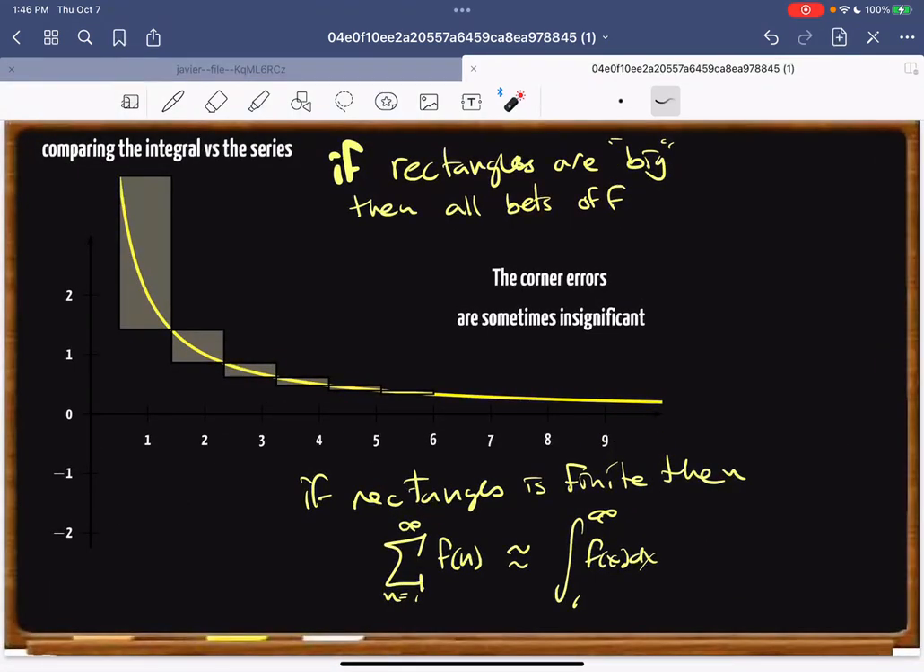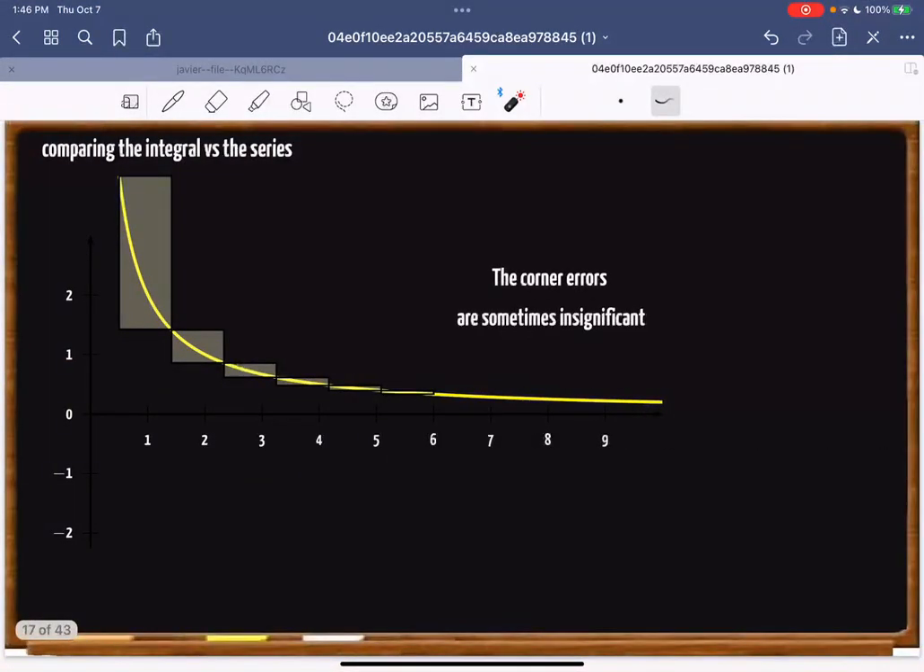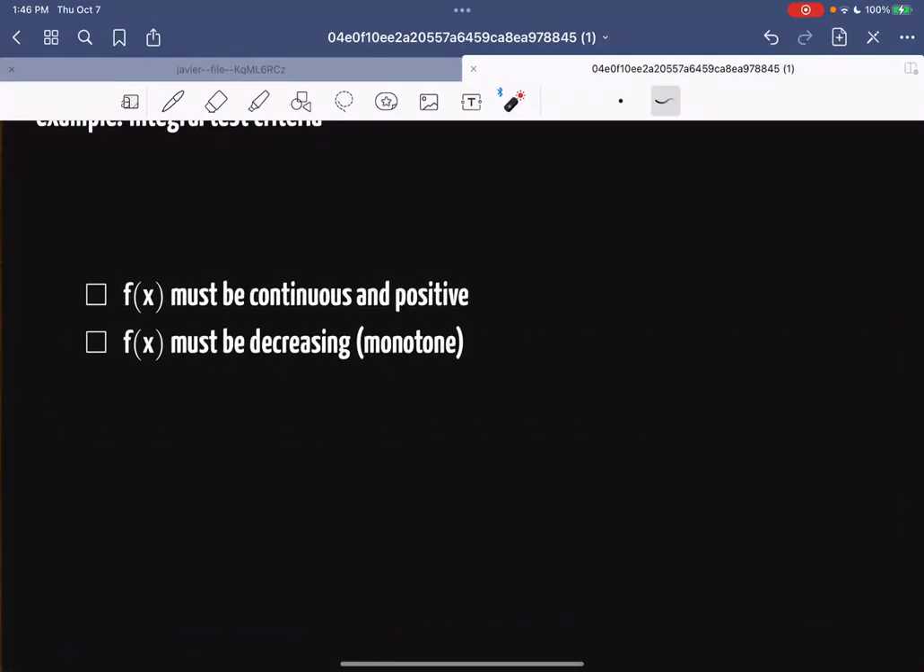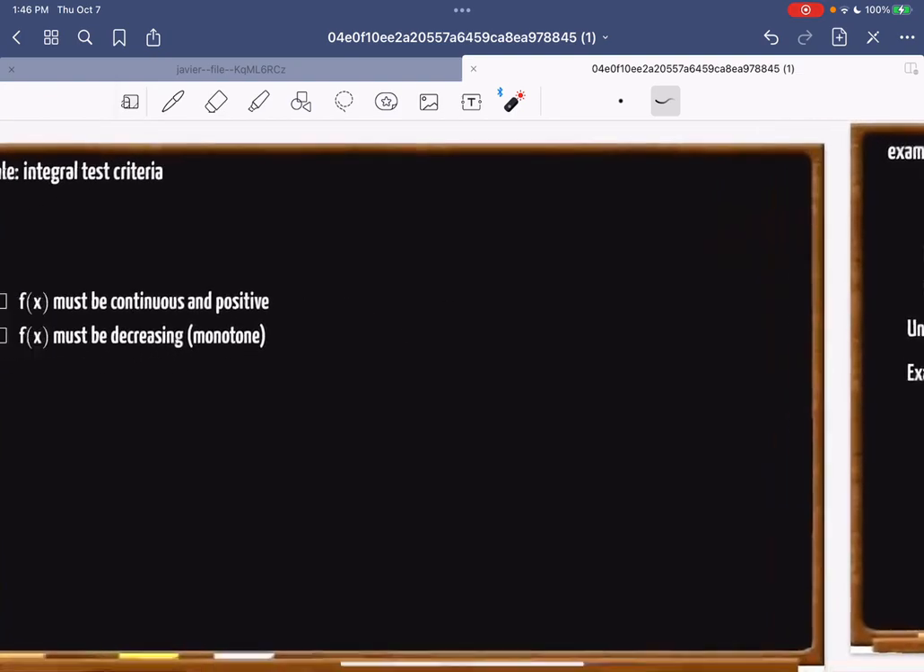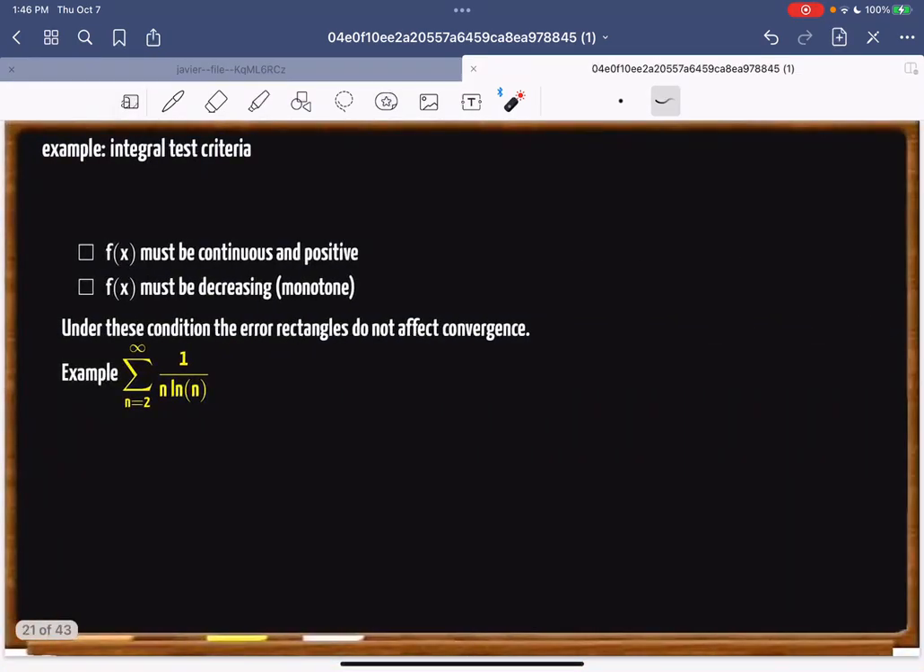We can't always know whether they do or not, but there are some cases where we get lucky, and with some simple conditions, we can declare that the corners don't really matter. Those conditions are the following. If the function is continuous and positive, and if the function is always going down, monotone, then the corners don't matter. And so the series and the corresponding integral would be the same. Both converge or both diverge. So let's see what that means.